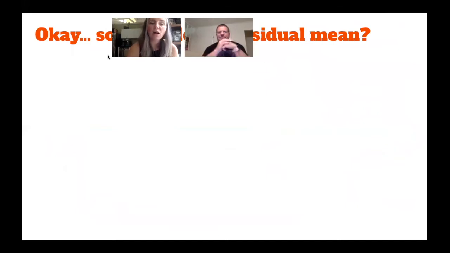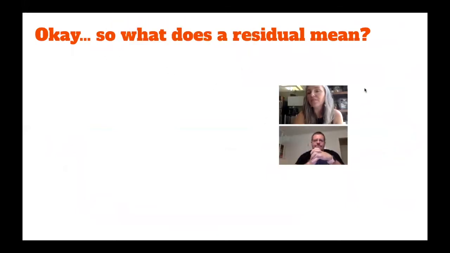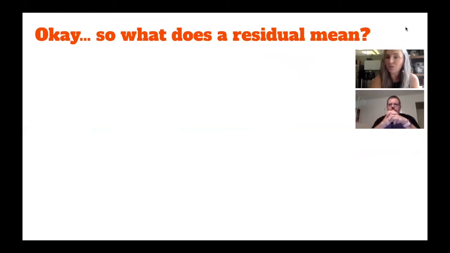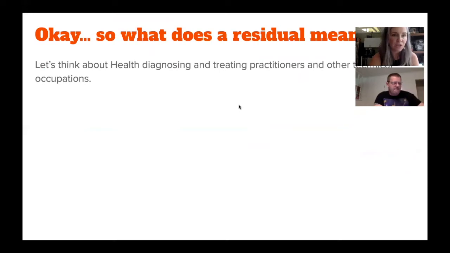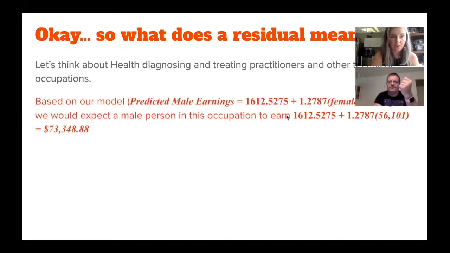All right, so let's talk about that residual. There is a very specific way that you need to explain the residual. So we're going to go through a couple of examples of this so that I can make sure that your answers are spot on with the expectations. Let's think about the health diagnosing and treating practitioners. Remember where that one was on the graph? It was the one that was way up to the right. That's kind of doctors and medical.